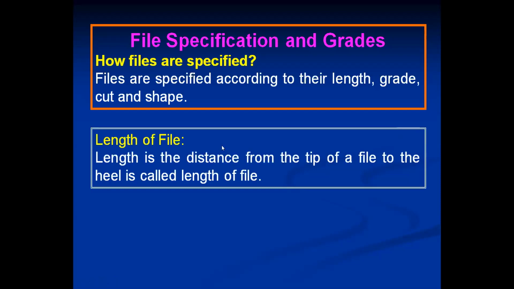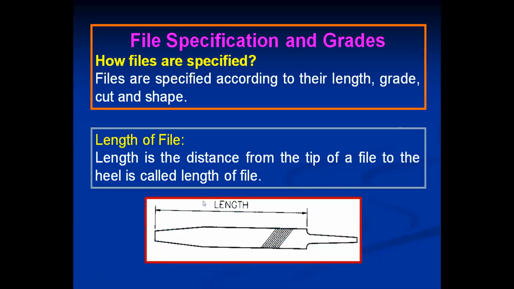Next, what is the length of a file? First, we have to see the length of the file. See here, one image is there. This is the length of the file: the distance from the tip of the file to the heel, up to here. This is called the length of the file. On this portion, the face side of the file, the teeth are cut.